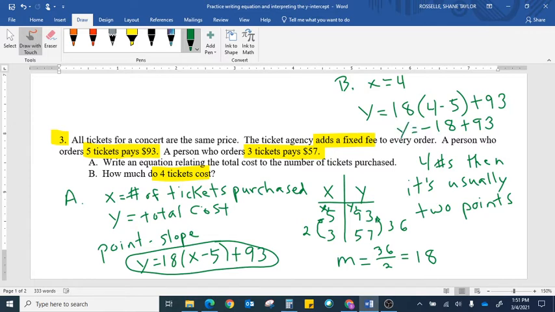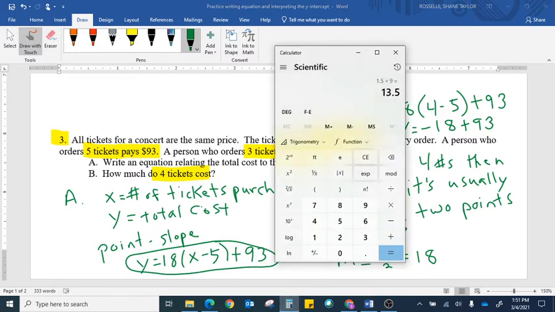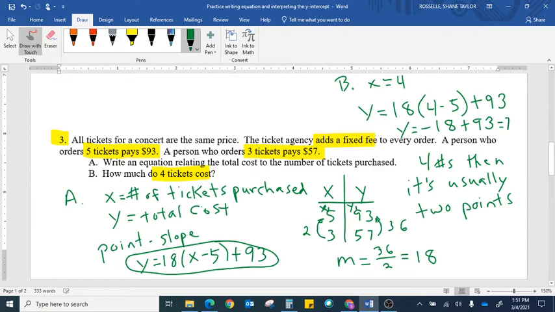Well, we don't leave it there. Y equals, well, what's 93 minus 18? If I plug it into my calculator, 93 minus 18 gives me 78. What does 78 refer to? We're talking about how much 4 tickets cost. So I'm going to write it out as 4 tickets cost $78.